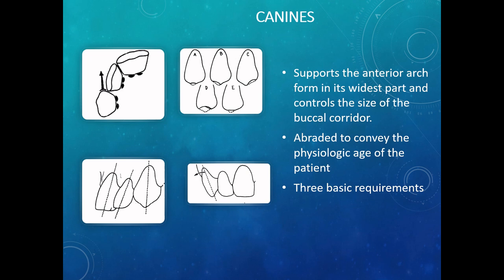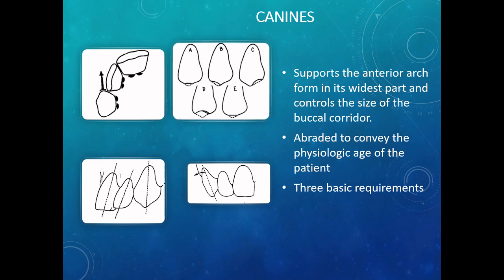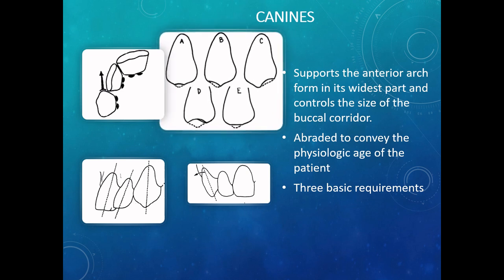Now, the cuspid should be abraded to convey the physiologic age of the patient in the dental composition. As you can see here, it is abraded in a curve as in figure A, B, C and D, whereas E illustrates an unnatural and improper flat abrasion.